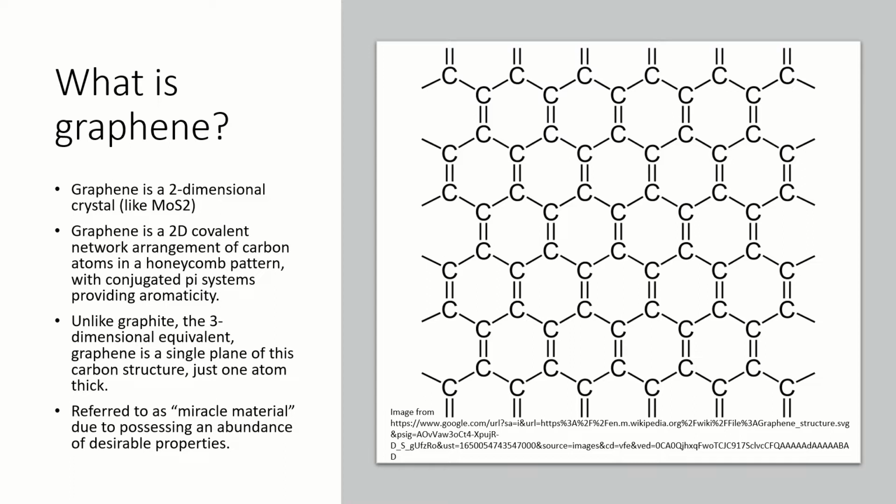There are many other 2D crystals like it, not necessarily of similar properties, but also two-dimensional, like molybdenum sulfide, and there's some stuff with antimony and phosphorus as well. While graphene is just one sheet of the structure, graphite is the same structure, but with multiple layers. Graphene is talked about because it has a multitude of desirable properties that theoretically makes it a very important discovery in the material science world. So it is often referred to as the miracle material.